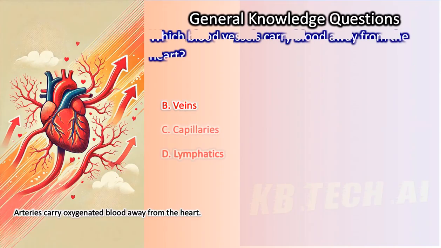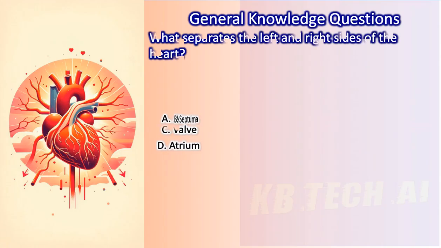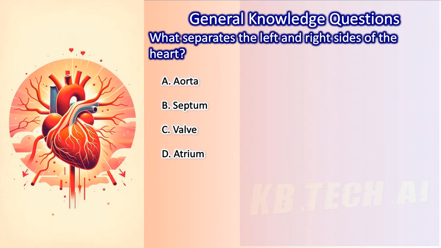The answer is Option 1. Arteries. What separates the left and right sides of the heart? Option 1. Aorta. Option 2. Septum. Option 3. Valve. Option 4. Atrium.